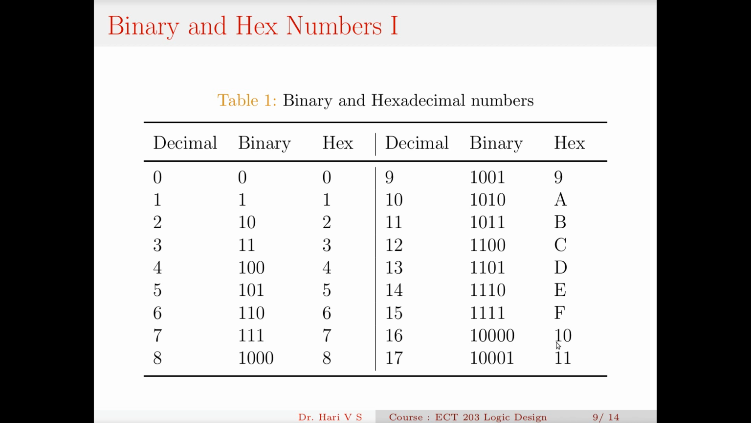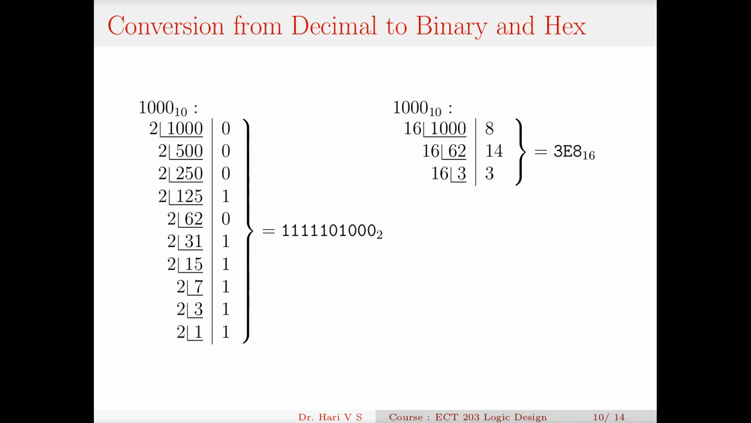This is a 1, 0. This 1, 0 is nothing but 0 into 16 raised to 0 plus 1 into 16 raised to 1. That is 16. We will come to this conversion. Next will be 1, 1. Next will be 1, 2, 1, 3, etc. Okay, so this is how decimal, binary and hex numbers look like.